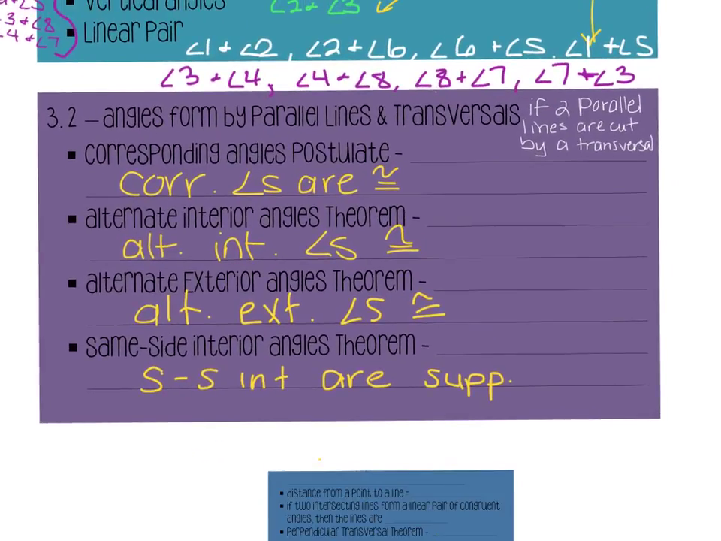So these are the ones where you were given a diagram and you were given this angle and this angle, and you would have had to add them up and set them equal to 180. Or that angle and that angle, and you would set them equal to each other. So all of these started with parallel lines.